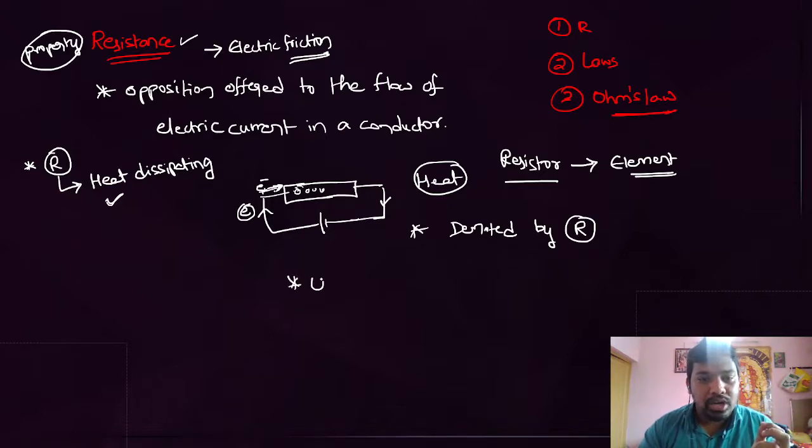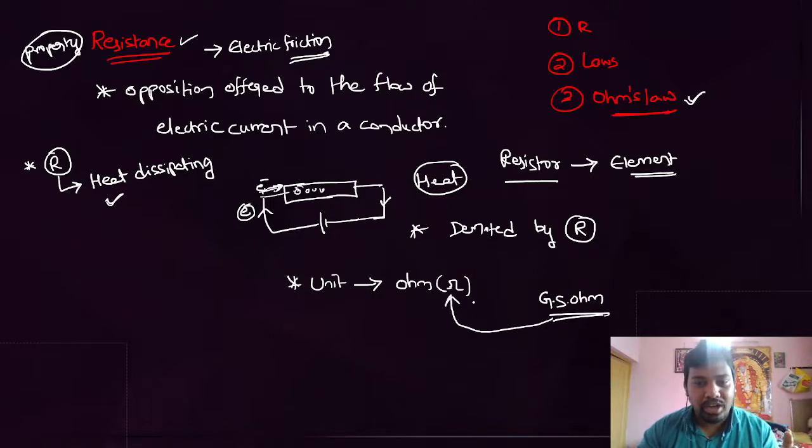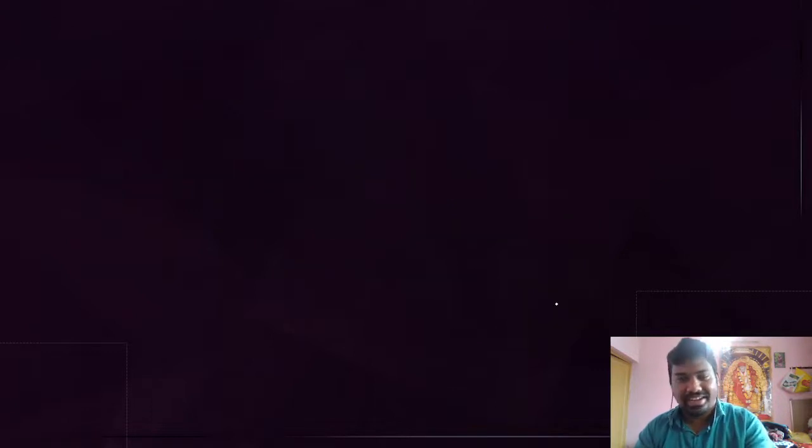Now what is the unit of resistance? It is ohm, right? This is the symbol of omega, or ohm, right? We got a law called Ohm's law, proposed by G.S. Ohm, right? On behalf of his name, we kept the unit of resistance as ohm. So we got 4 points in our hands. Now let us move forward and see what are the laws of resistance, right?